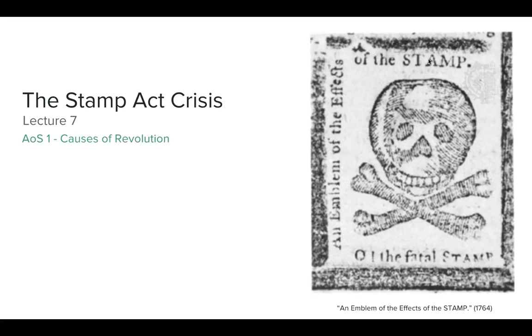Alright, Year 12, so today we're going to look at Lecture 7, which I'm calling the Stamp Act Crisis. As you can see on the right of your screen, compared to the last lecture where I showed you an image of a royal stamp, this time we've got a piece of propaganda called an emblem of the effects of the stamp, with a skull and crossbones. So you could probably assume what is going to happen in this lecture.